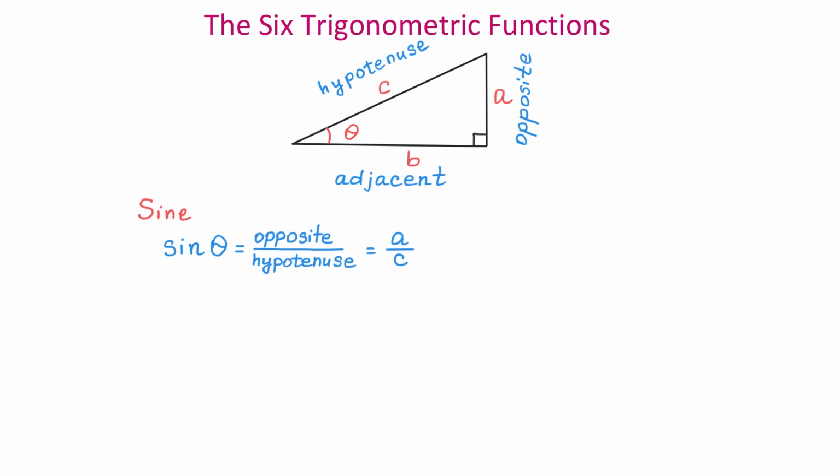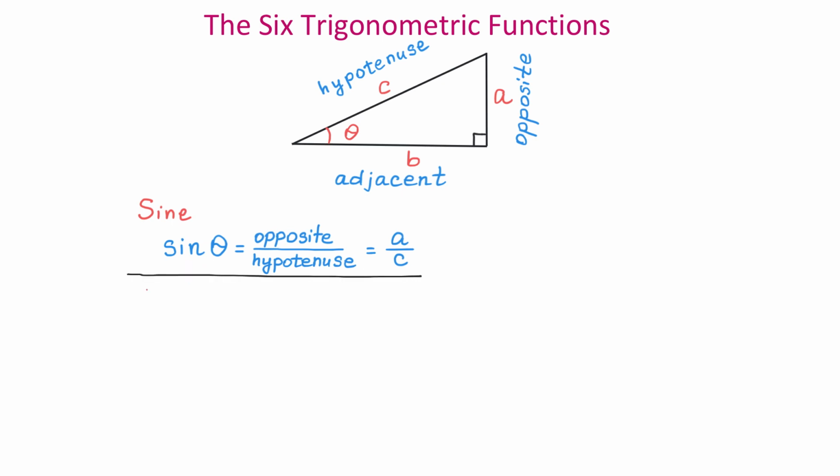And it's important to understand that for this specific angle theta, no matter how big or how small this triangle is, this ratio of A to C will always be the same. But if angle theta changes, then the ratio of A to C also changes. So the trigonometric functions change their values if angle theta changes.